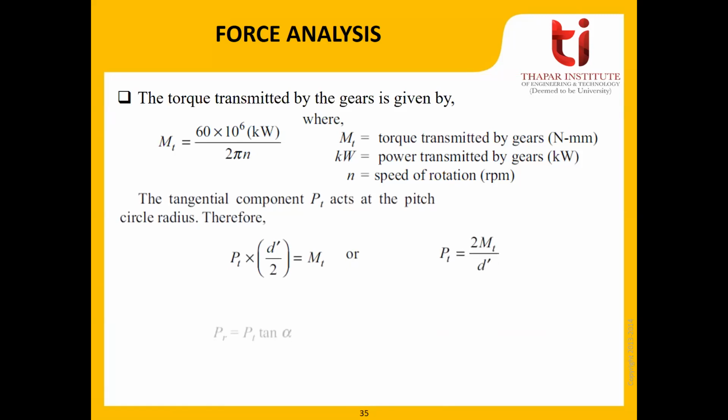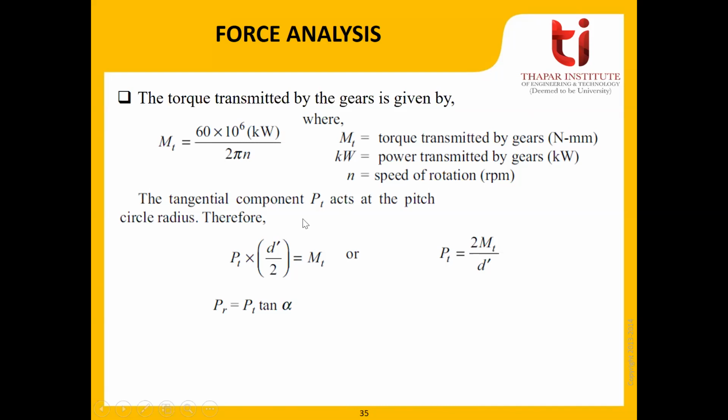So in mathematics, the power transmission can be written as 2 pi n multiplied by Mt divided by 60 (power in kilowatt). So Mt can be written as 60 divided by 2 pi n multiplied by the power. Mt is the torque transmitted by gears and the power is transmitted by gears in kilowatt. So converting into watt, we write 10 raised to power 6. N is the speed of rotation in RPM.